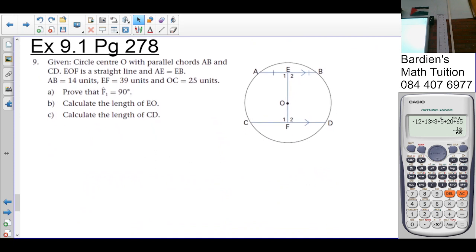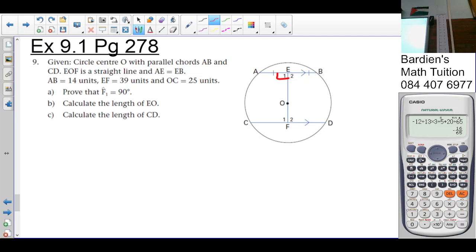Question 9. Given circle center O with parallel chords AB and CD. EOF is a straight line. Then we are told that AE is equal to EB. So if AE is equal to EB, what can be concluded from there? EF is perpendicular to AB. Why? Bisector from center to chord is perpendicular to chord. Okay. So perpendicular from center to chord. Bisector from center.